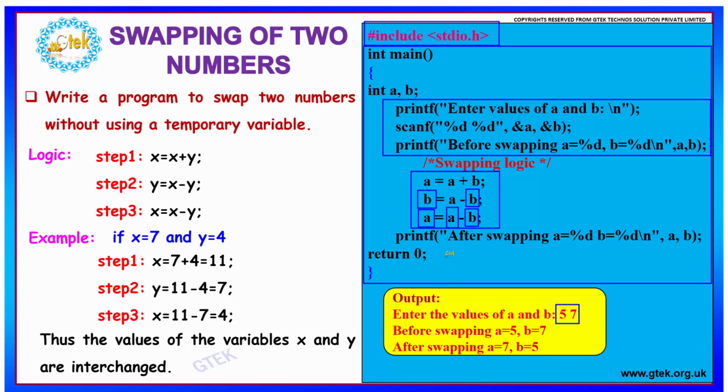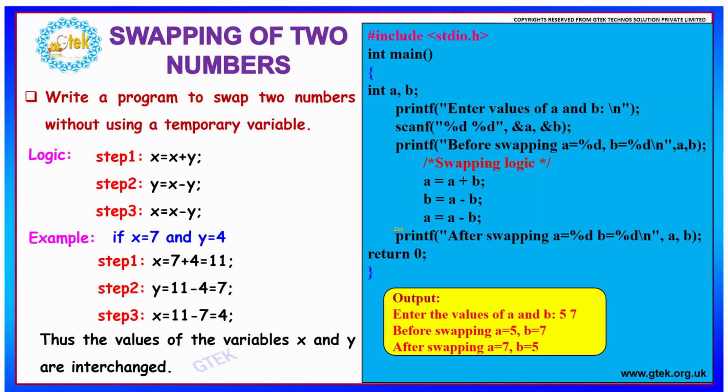So at this point of time, my A and B will be swapped. So after this, we have to print our swapped values. That's it. This gives the swap of two numbers.